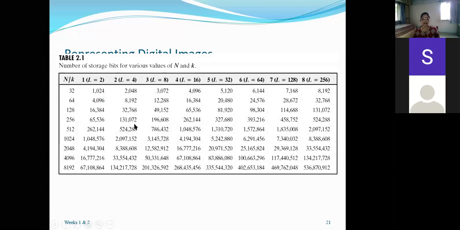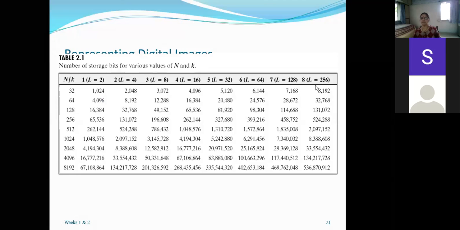So this is a table which represents the number of storage bits for various values of n and k. Here the image size is assumed to be square. N is 32 means the image size is 32 by 32. M and n are the same, and k represents the number of bits.